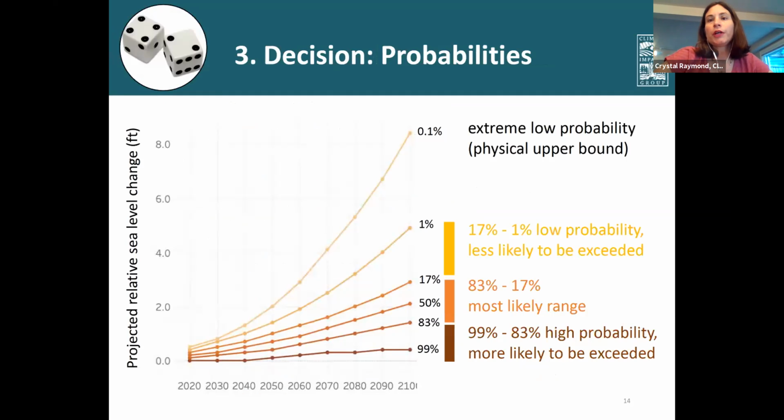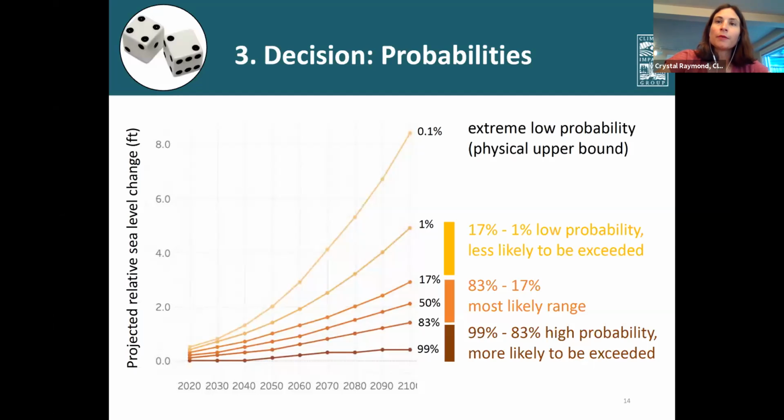And the third decision is about probabilities. So these projections include a full range of probabilities from 99% to 0.1%. At the high end of the probabilities, 99% to 83%, these are low values of sea level rise, and these values are very likely to be exceeded in the future. On the other end of that range, we have the 17% to 1%, which are very low probabilities, high values of sea level rise, and these are less likely to be exceeded.